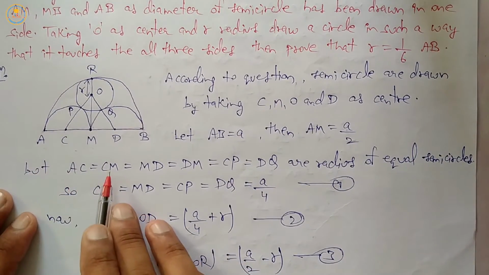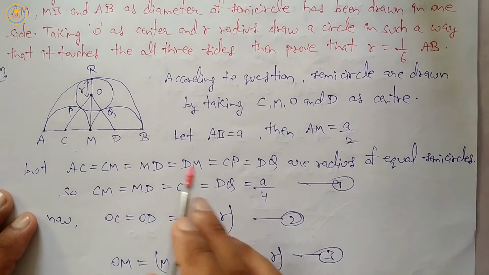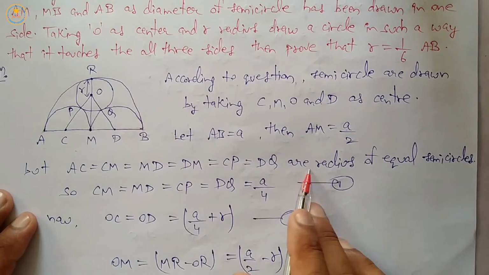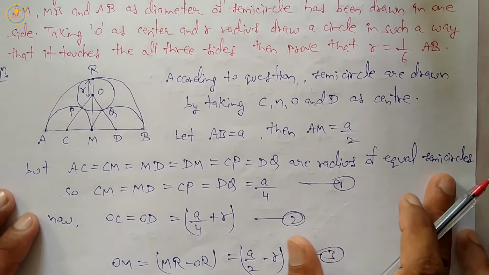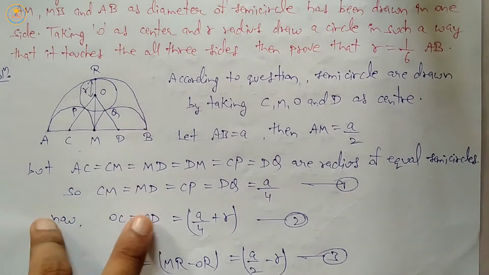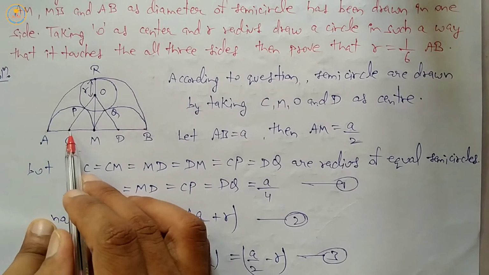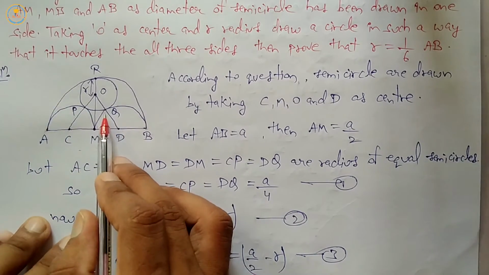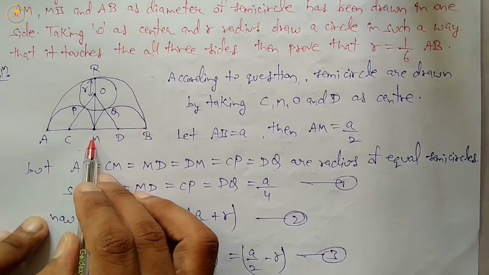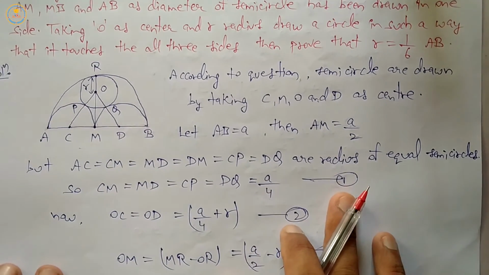Now AC equals CM, and MD equals DB. And CP equals DQ, since they are radii of equal semicircles. Therefore CM equals MD, and CP equals DQ. Then CM is half of a by 2, which means CM is a by 4. This is equation first: CM is a by 4.